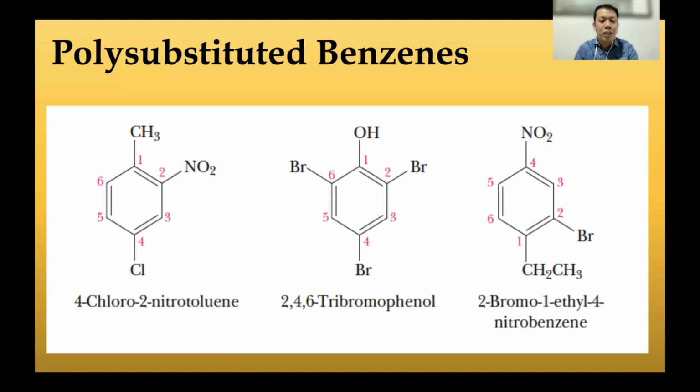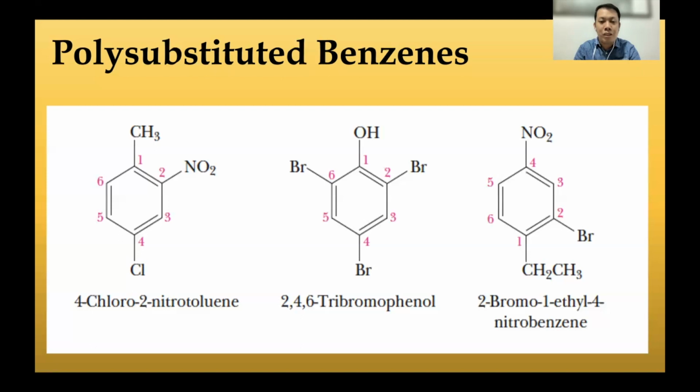So if you're going to count from the top one, and if this will be counterclockwise, it will be difficult. So it has to be clockwise. So your second carbon is the one attached to NO2, going to 4, chlorine. So you can name it now. So it is 4-chloro-2-nitrotoluene.